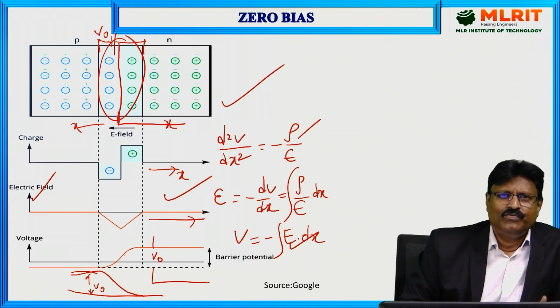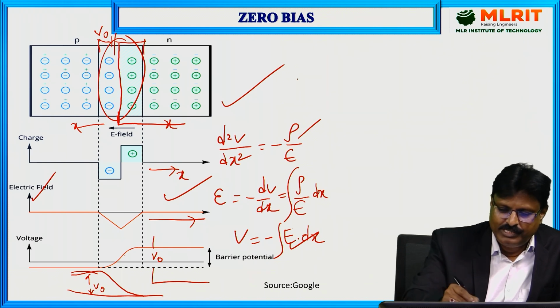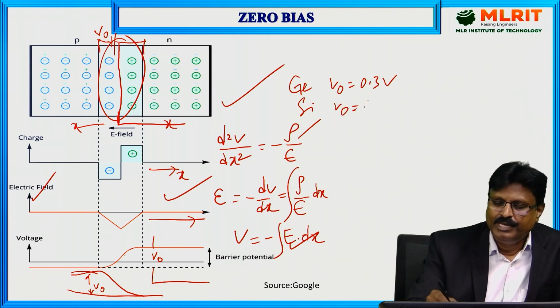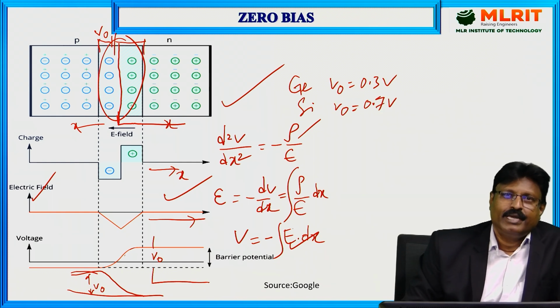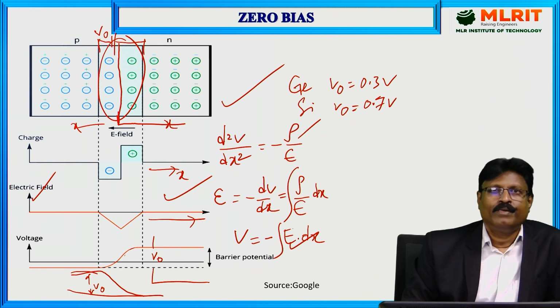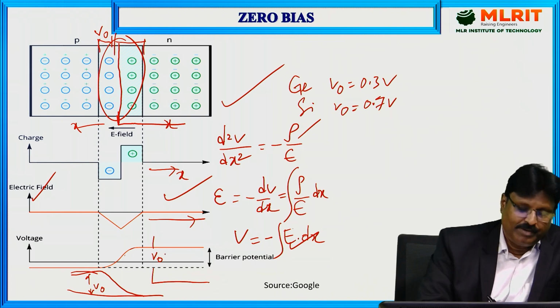This V naught value depends on the type of material we use. Suppose we are using germanium, the V naught value will be equal to 0.3 volts. Whenever you are using silicon, the V naught value will be equal to 0.7 volts. So at zero bias, a potential barrier is created inside the device with a potential of V naught volts. That is due to the formation of the depletion region, which is represented as V naught.